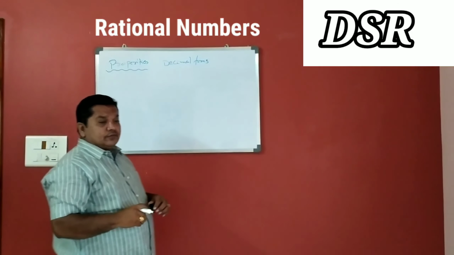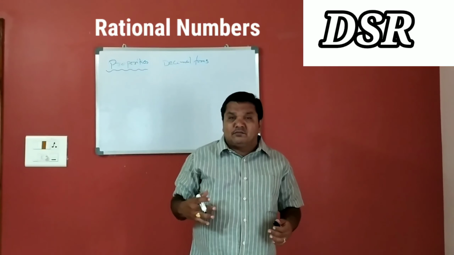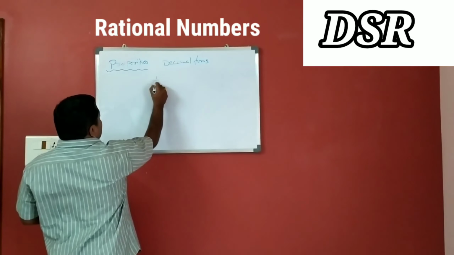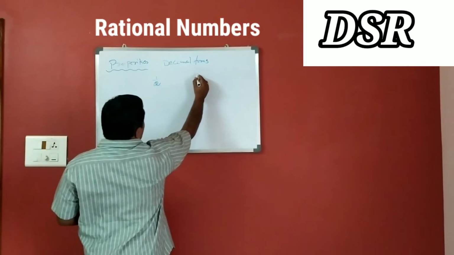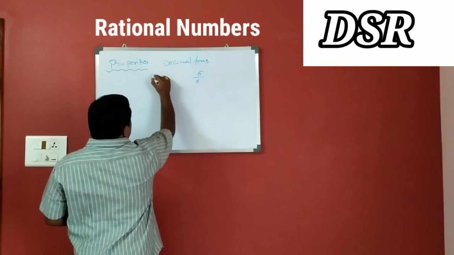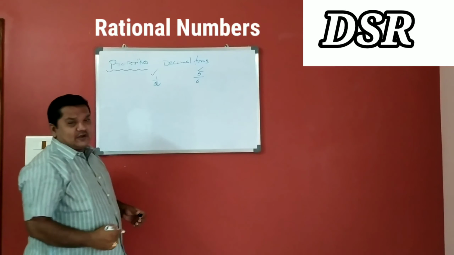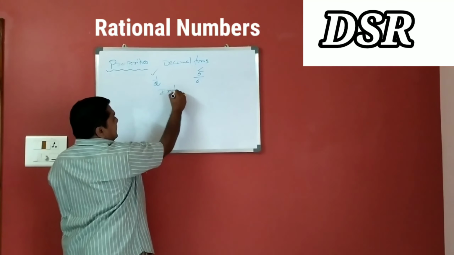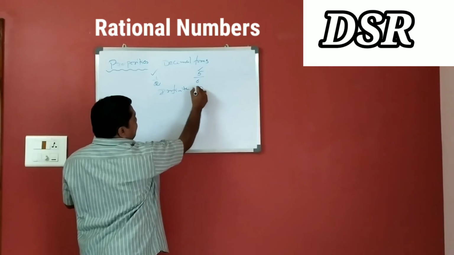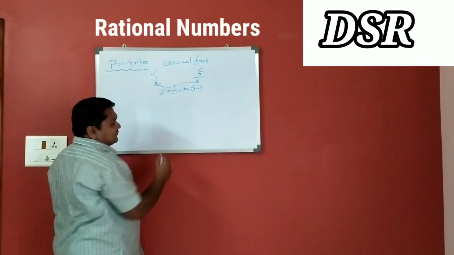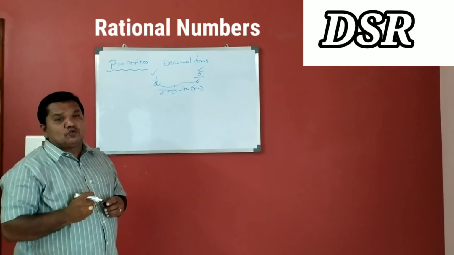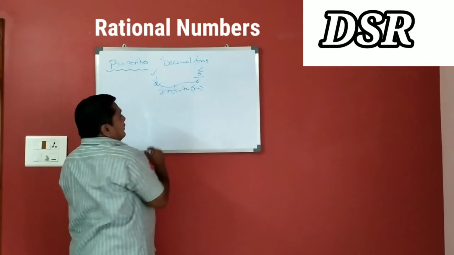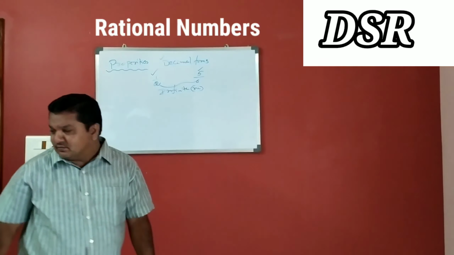And there are infinite rational numbers between any two rational numbers. For example, we can take 1 by 2 and 5 by 6. Both are rational numbers. Then we have to find infinite rational numbers between these two rational numbers. So decimal numbers are also in the form of rational numbers.